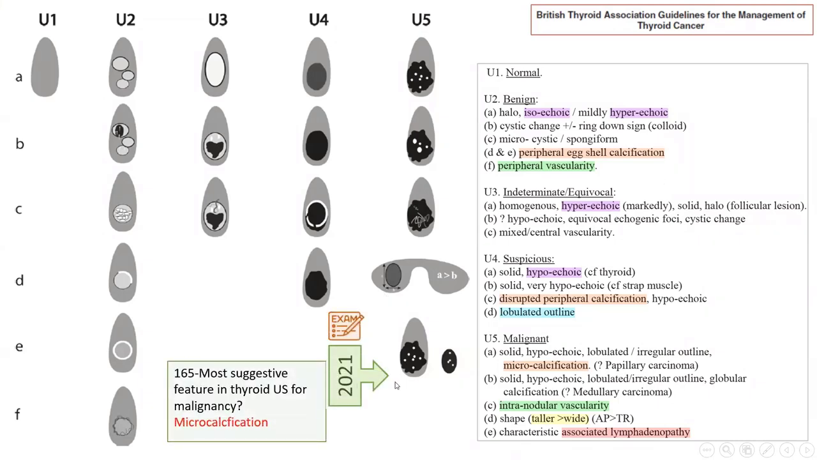In the previous exam, they asked about the most suggestive feature in thyroid ultrasonography for malignancy. They mentioned, for example, microcalcification, the peripheral halo, and macrocalcification. So the correct answer is microcalcification. Macrocalcification is not a malignant feature.